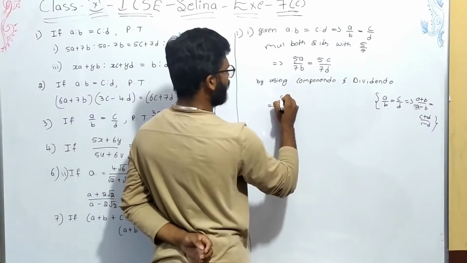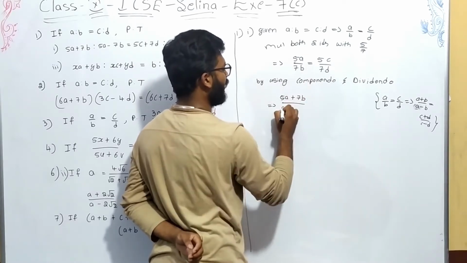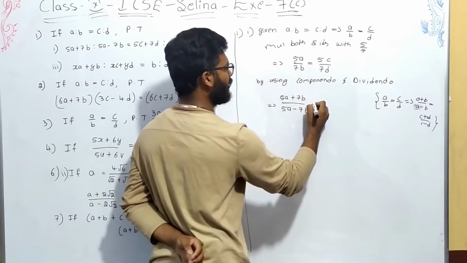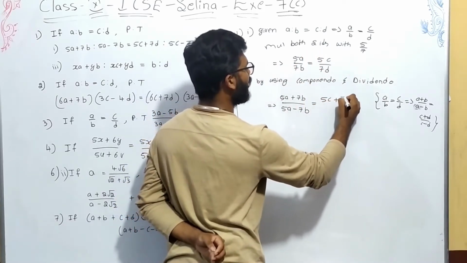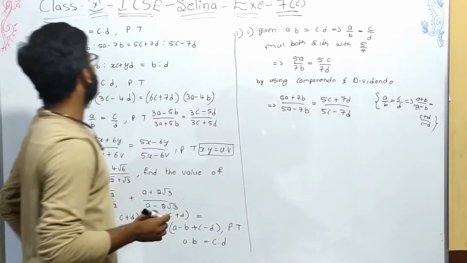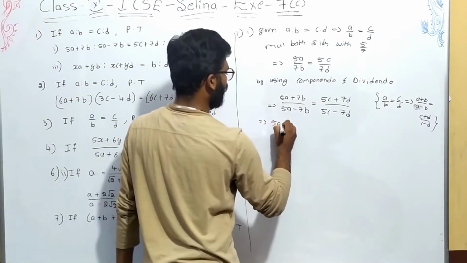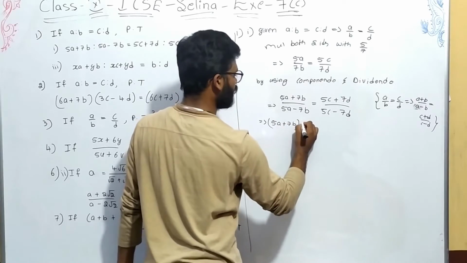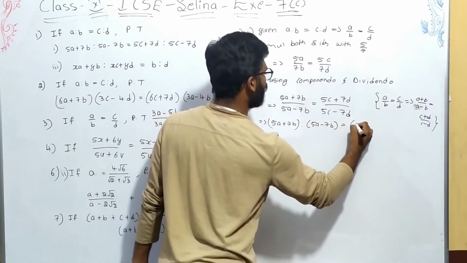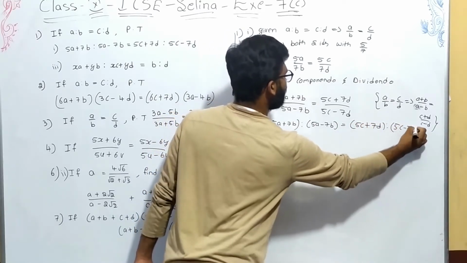So now A is 5A, this is B, so numerator plus denominator by numerator minus denominator is equal to, here also the same, numerator plus denominator by numerator minus denominator. So this is what they asked us to prove, right? So you can write 5A + 7B is to 5A - 7B is equal to 5C + 7D is to 5C - 7D.